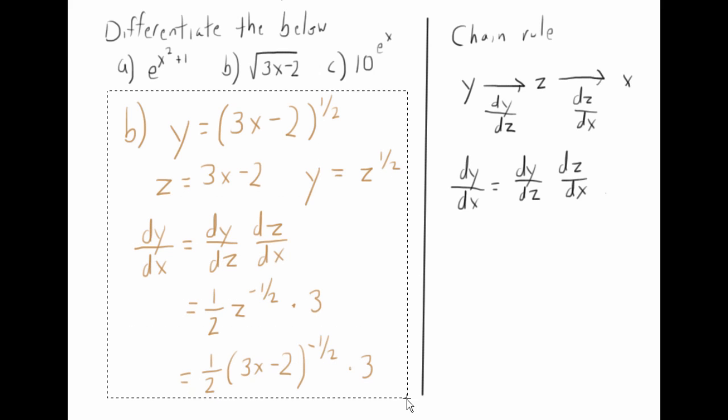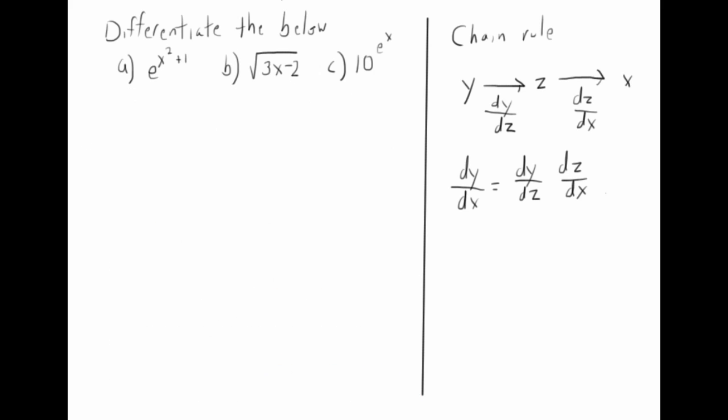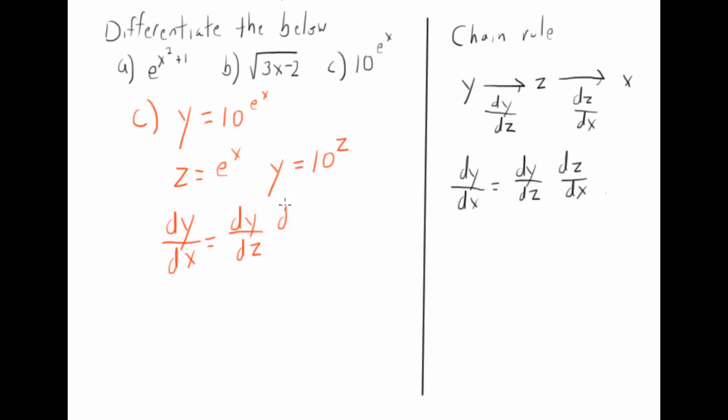All right, one more time. So for the last one, let's take y equals 10 to the e to the x. And again, I have to figure out what's my inside function. Well, that's an exponent in this case, so that'll be e to the x. And y will be 10 to the z power. So, dy/dx equals dy/dz times dz/dx.